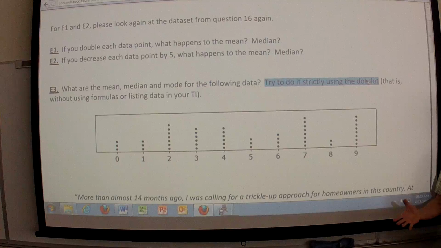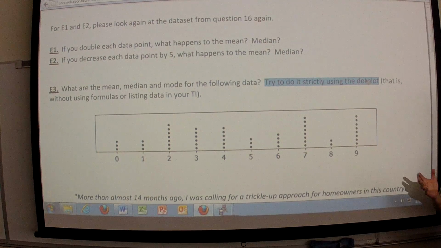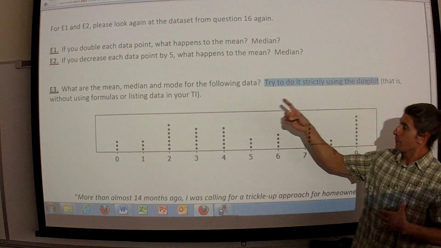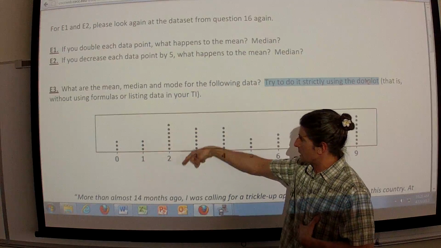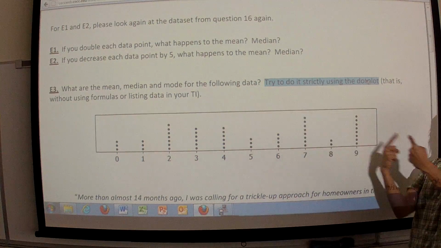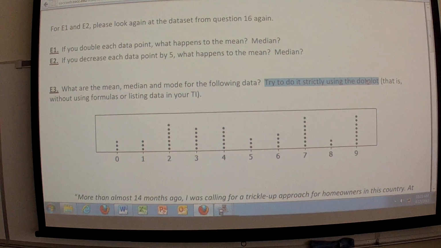But by all means, you can list them all out, do it that way. I have no problem with that, Haley. You can list out 3 zeros, 3 ones, however many twos, x times f, x times f, and then just divide by the sum of f. No problem with that whatsoever.